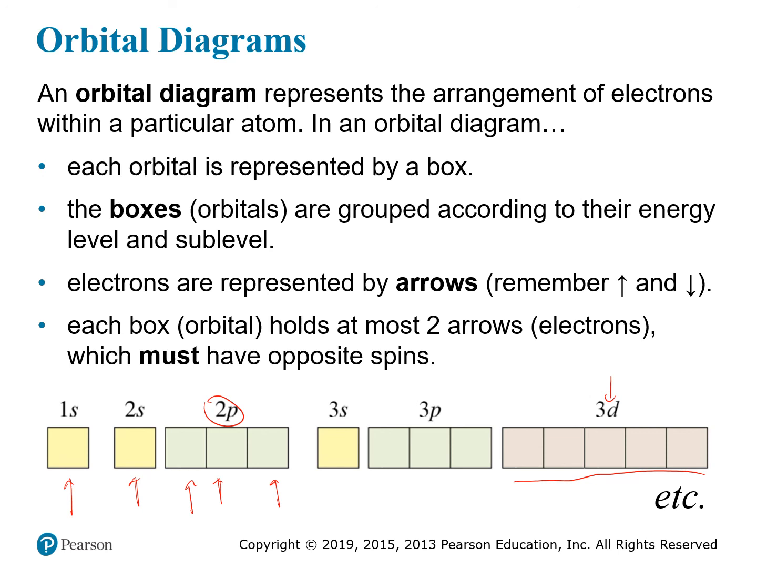And remember, each orbital can only hold at most 2 electrons, and we represent the electrons by their spin, which can be either spin up or spin down. So an orbital can have an up arrow and a down arrow, and that is all it can have. It can never have 2 up arrows, and it can never have 2 down arrows, and it can certainly never have more than 2 arrows.